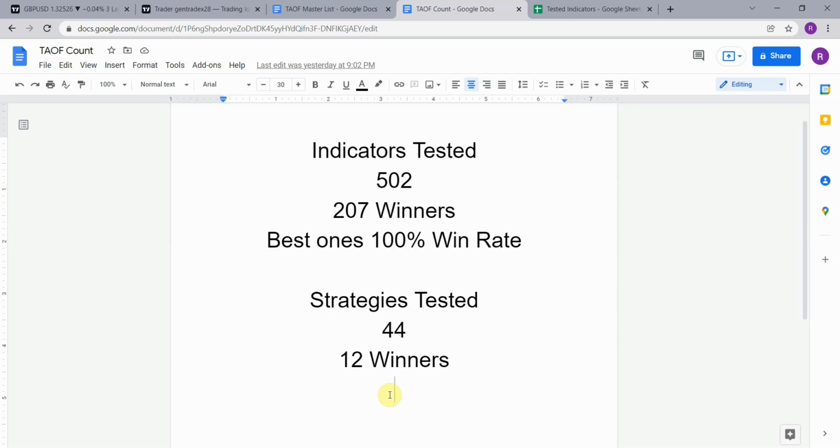Now you need to go back and watch those videos to understand the context of how they were able to achieve that. So go back and watch those videos, see what you can get out of those winning indicators. And keep in mind that we test all these indicators and strategies on the Forex market, but they can be applied to just about any market universally.